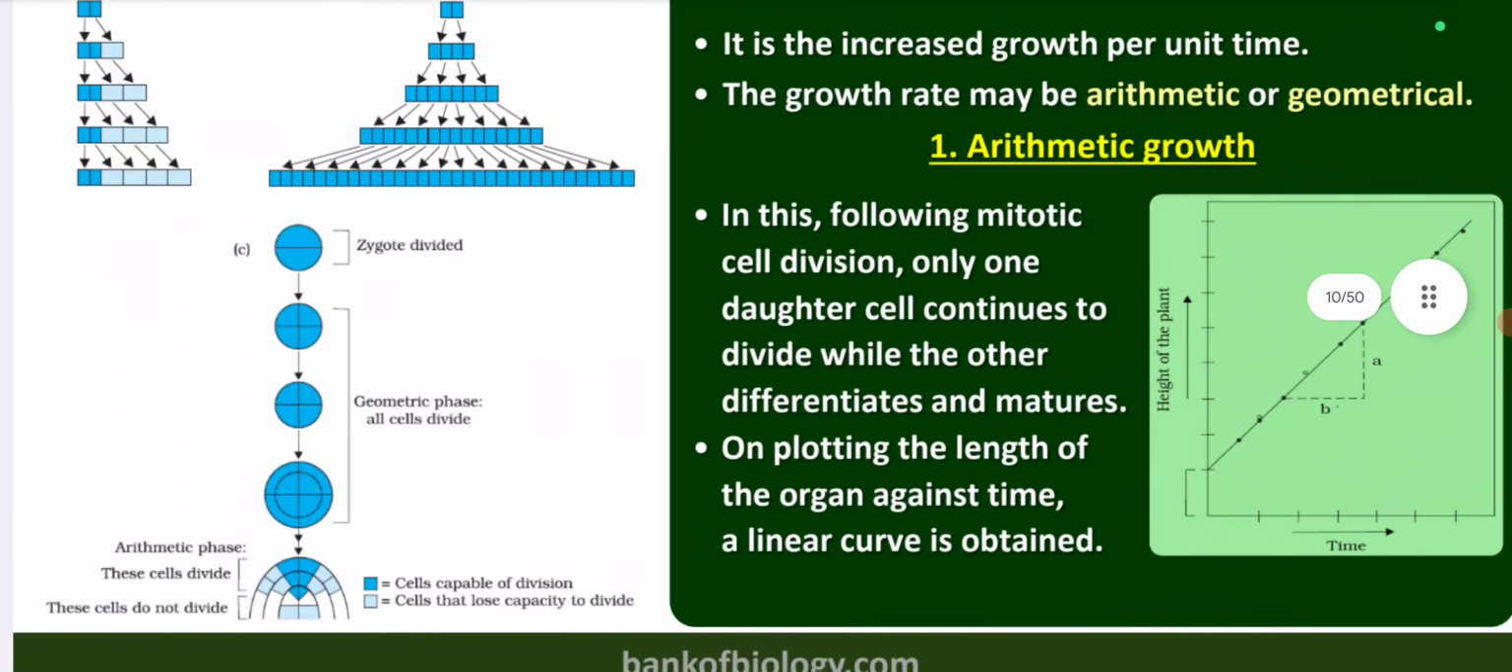Okay. See the color combinations. Below you can see this diagram. Cells capable of division are blue color, and cells that lose capacity to divide, which differentiate and mature, the color is changed. On plotting the length of the organ against time, a linear curve is obtained, like this diagram inside this, on your screen. A linear curve is obtained in arithmetic growth.